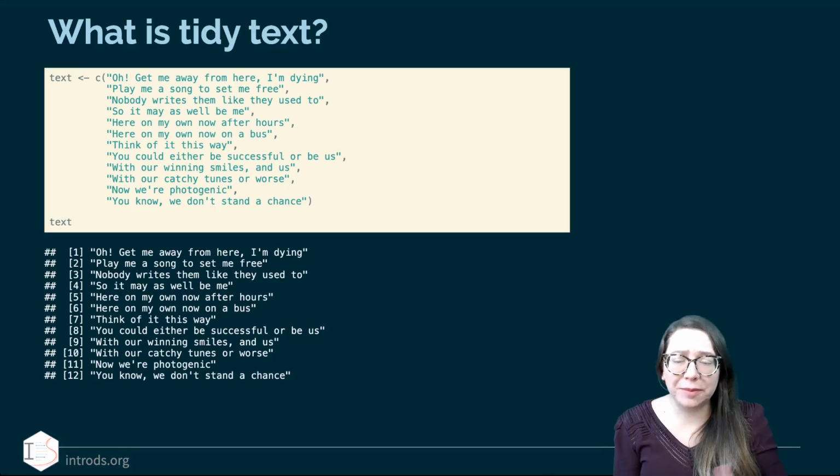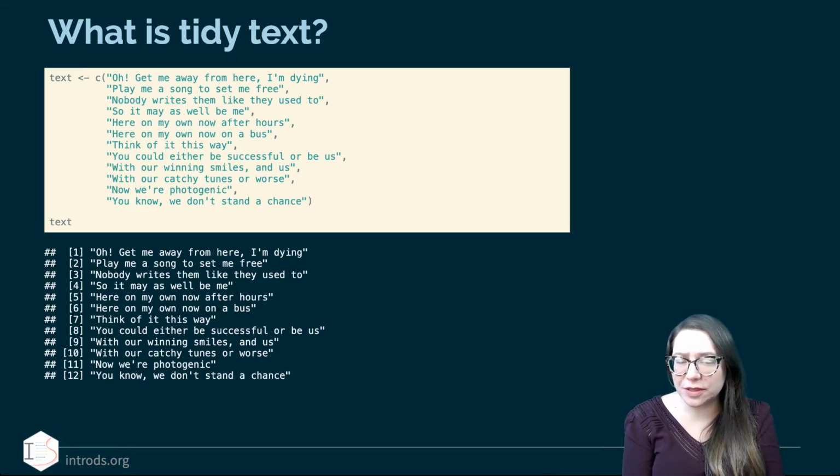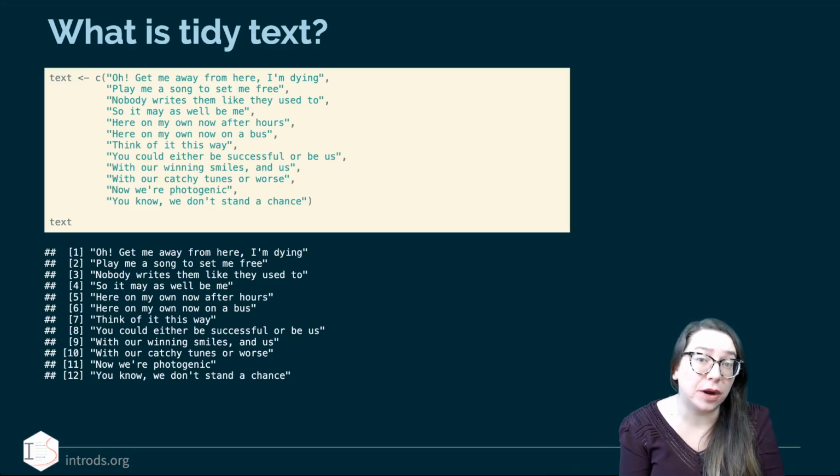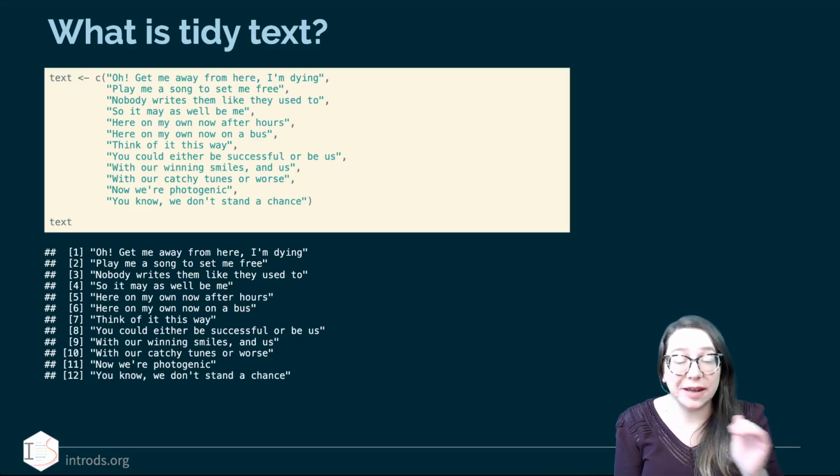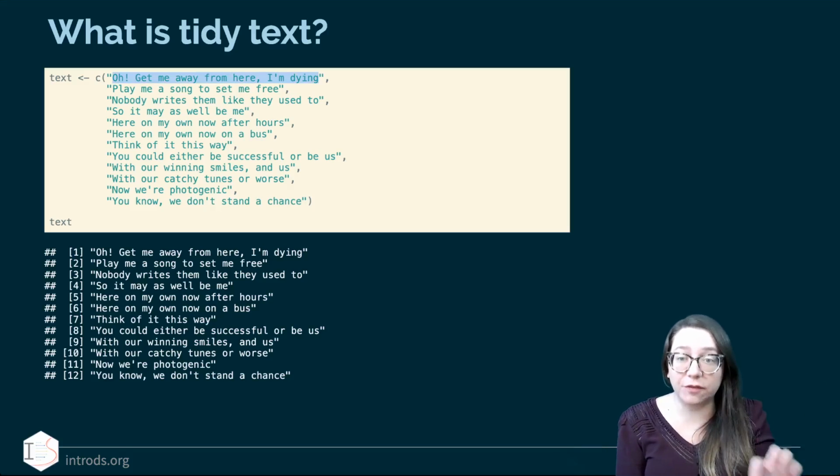So what do I mean by tidy text? I'm going to start with a small example before we dive into our longer case study. Here are lyrics from one of my favorite songs by Belle and Sebastian. What I've done here is I've created a vector called text. That's what I'm calling the vector. And the vector has 12 elements in it. And these are 12 character strings. And each of them corresponds to a line of a lyric from this song.